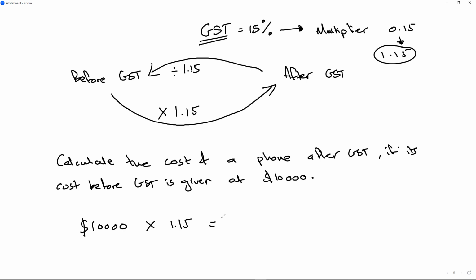And so 10,000 multiplied by 1.15 comes to $11,500, and this is now including GST or after GST. This is excluding GST or before GST. Now remember, if I want to go back there, I simply divide and go backwards. All right, so the main idea behind GST is that concept of having 1.15 there.